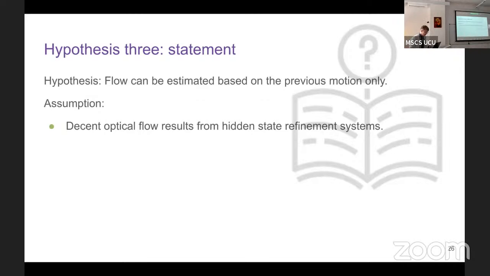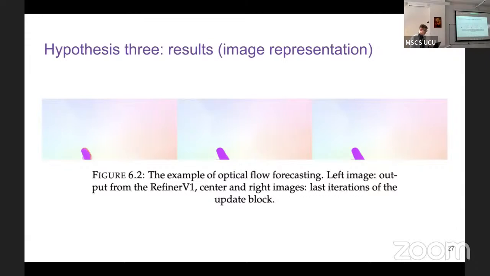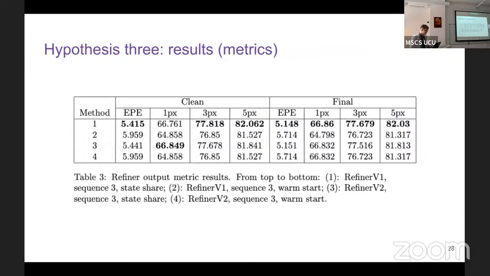And the results are as follows. The first image is just the output from our refinement system, and the next two images are the last iterations of the update block. The first image is quite nice, I think. EPE results of such a refinement system show that it's not random. With 5px EPE we are getting 80%, which is quite good for us, and after a small amount of refinements we can achieve better.